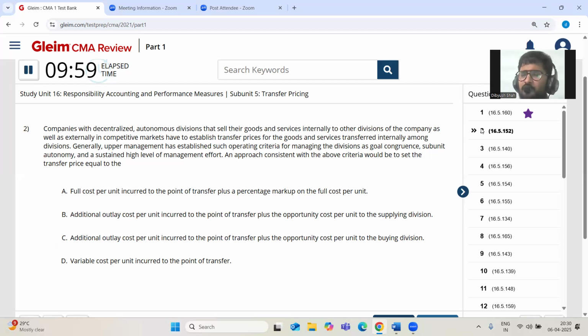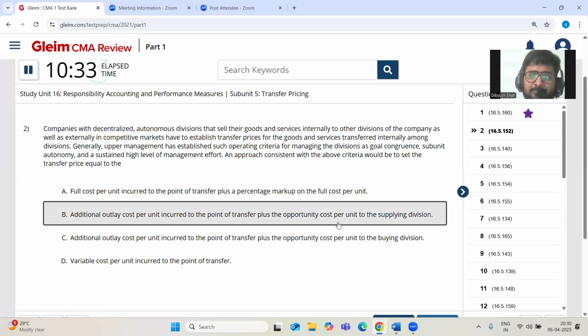A says full cost plus some markup. So let's say full cost is $10, 10% markup, 10 plus 1, $11. B says market price because additional outlay cost per unit incurred to the point of transfer means variable cost of manufacturing, out of pocket expenses, or any other variable cost. Opportunity cost per unit means benefit of lost sales. If there is no opportunity cost, I will not get any. If there is opportunity cost, I will get. So this should be the most appropriate answer.